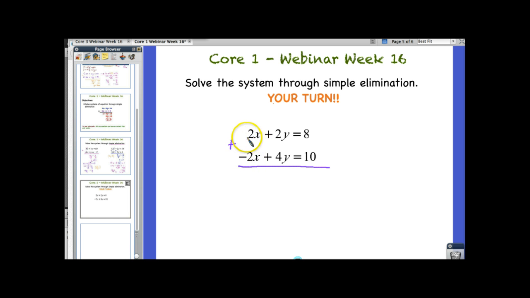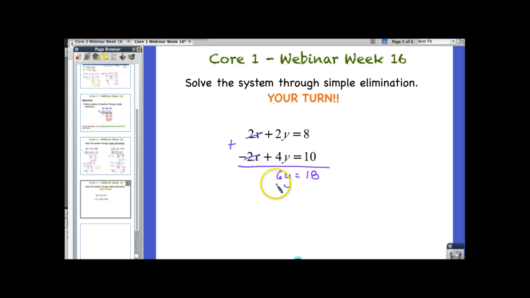2 minus 2 is 0, so we've eliminated our x variable, which is our goal. Okay, and it looks like that is what I saw Skylar doing there. And then let's add the rest together now. So 2 plus 4 is 6. And then we have our equal sign. 8 plus 10 is 18.